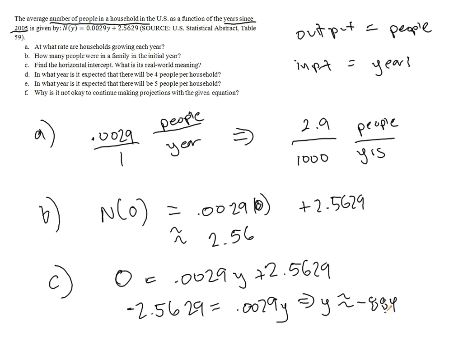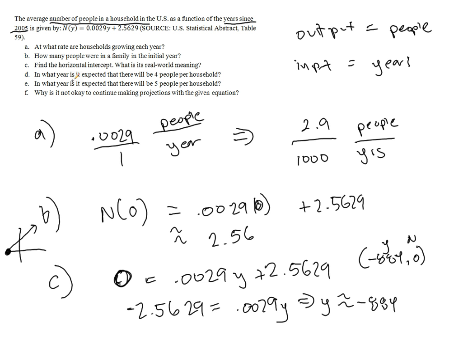Okay, so what does this mean? Well, this was where we let our output be 0. Our output is the number of people in a household. So does it make sense to say that the number of people in a household was 0, negative 884 years before 2005? Probably not, but graphically, we're just saying that the horizontal intercept is somewhere over here, and our graph looks something like this.